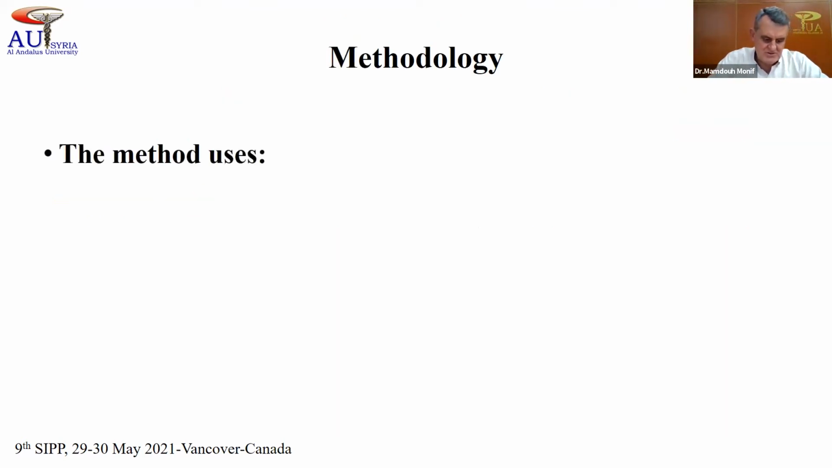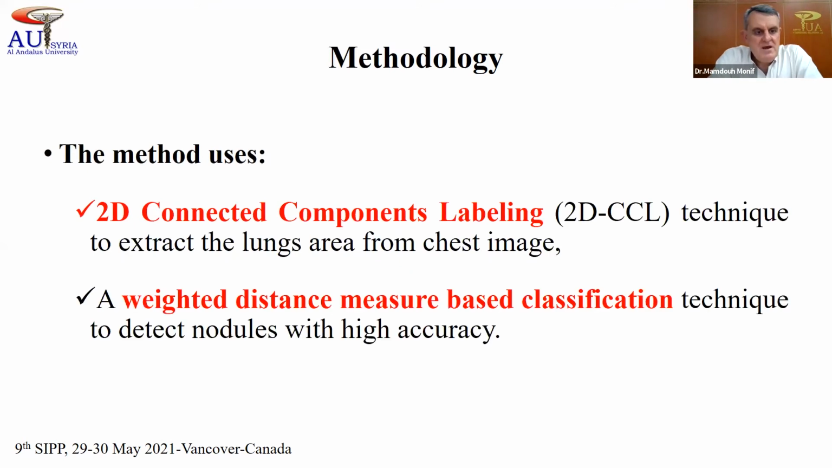The method uses the 2D connected component labeling technique to extract the lungs area from the chest image, and also uses a weighted distance measure-based classification technique to detect nodules with high accuracy.